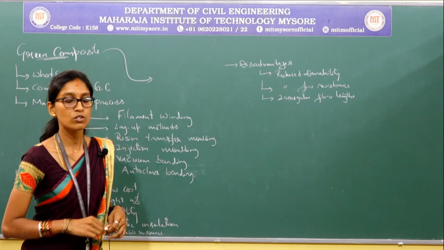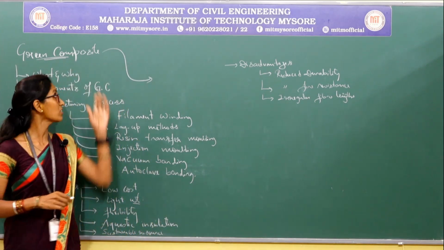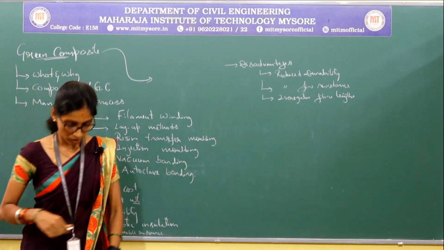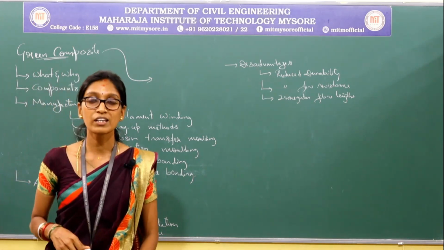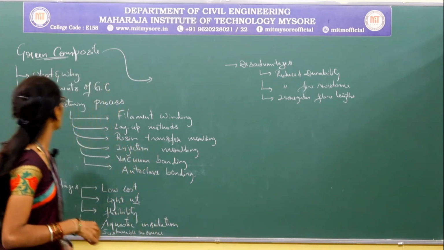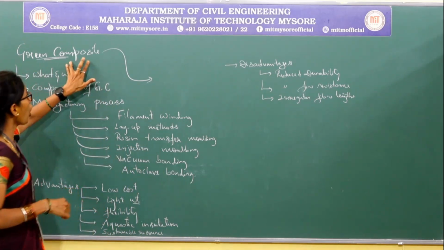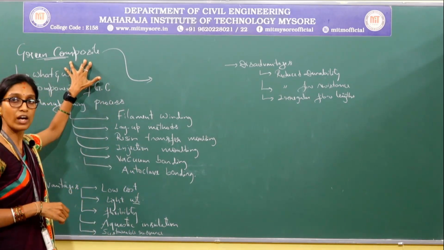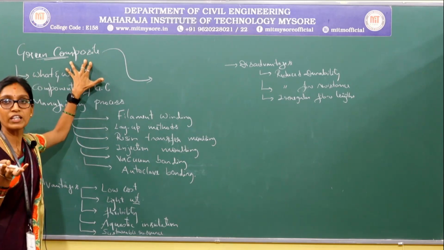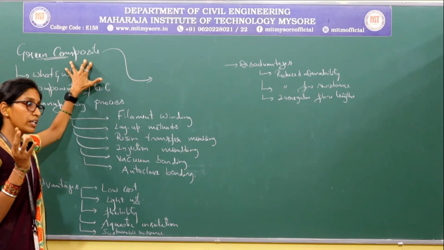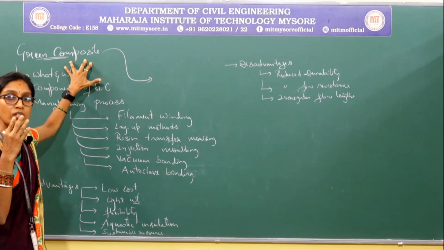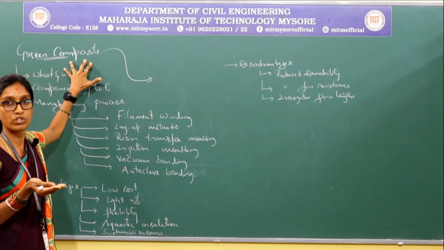Hello class. So now let's start with the next topic, that is green composite. So now let's see what is green composite. The name composite is telling you that it is the mixture of a material, or a combination of materials which is producing a composite, right?